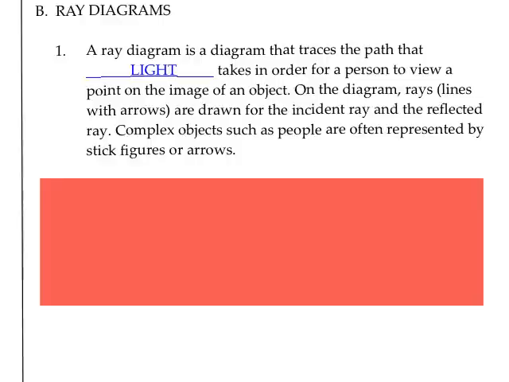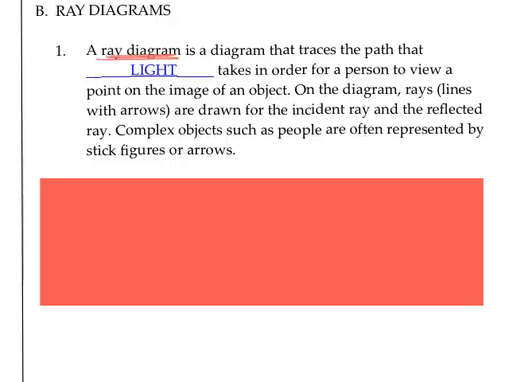Next, we're going to use both types of spherical mirrors, concave and convex, to draw ray diagrams to see what the images would look like for each of those types of mirrors. We're going to have a couple of definitions first. We want to look at an actual ray diagram. It's a diagram that traces the path that light takes in order for a person to view the point on the image of an object. So we're going to be drawing lines and indicating where they cross to come up with pictures of our images.